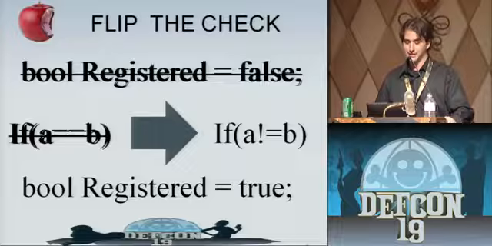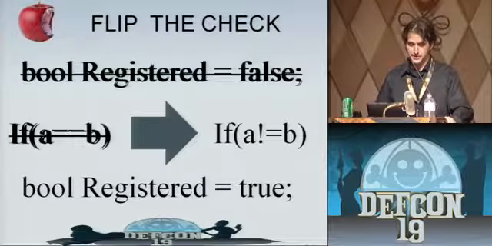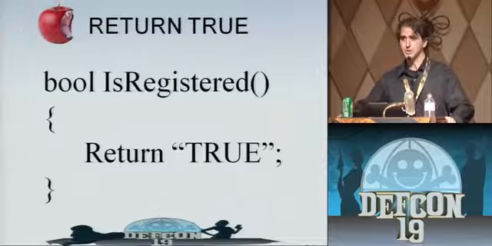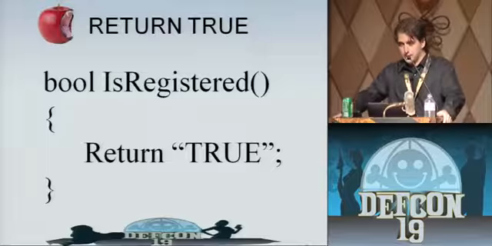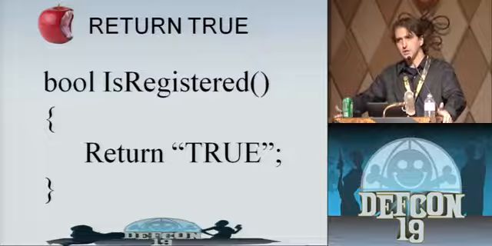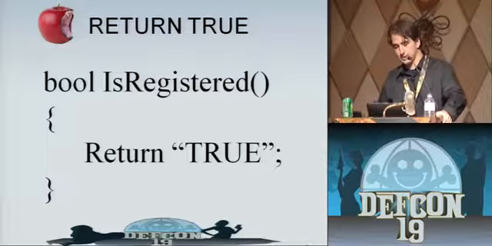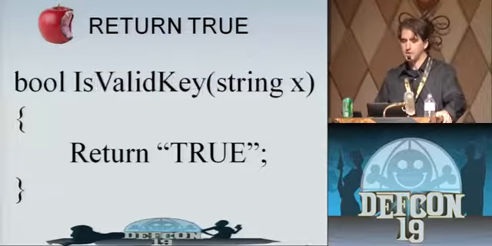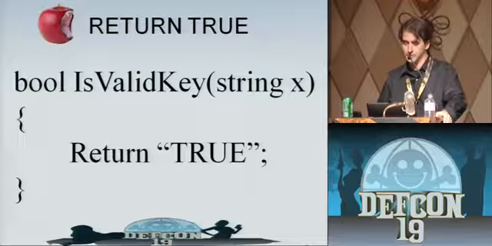You could see how you might want to do that one, and it's about 6 clicks. Registered equals true on this function. You simply insert or return true at the top, negating any logic that might be in that function. Is valid key returns true, regardless of what you pass in.